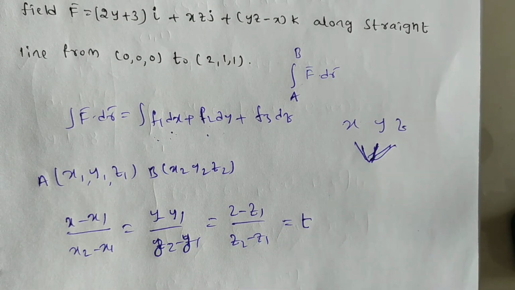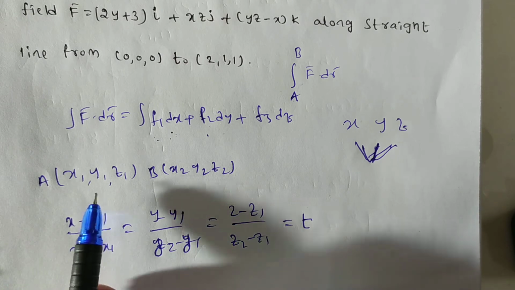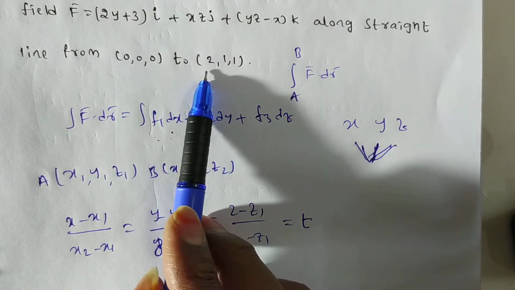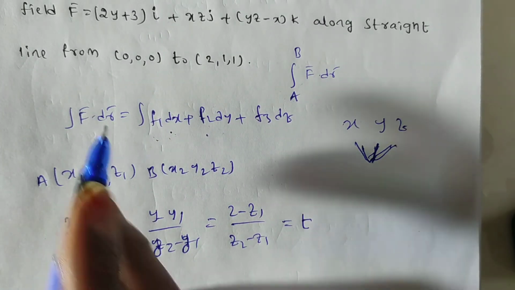We have to equate this to one variable that is considered as t. So here, what are the x1, y1, z1 values? They are 0, 0, 0, and x2 is 2, y2 is 1, z2 is 1. So substitute all these values in this equation.